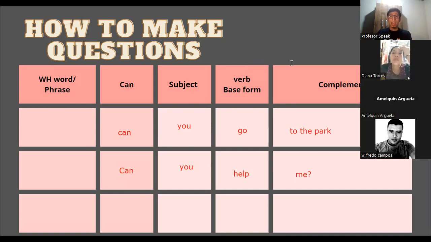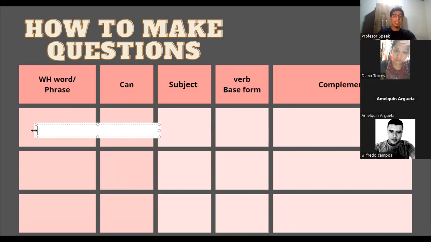Let me ask you guys, are these yes, no questions clear? Is it clear for you? Yes? Okay, perfect. So guys, we will move on to the open questions. Open questions means they are not yes, no questions. You have to give more information to answer those questions, okay? So we move to that right now. WH words. Can you tell me one of the WH words we learned yesterday?